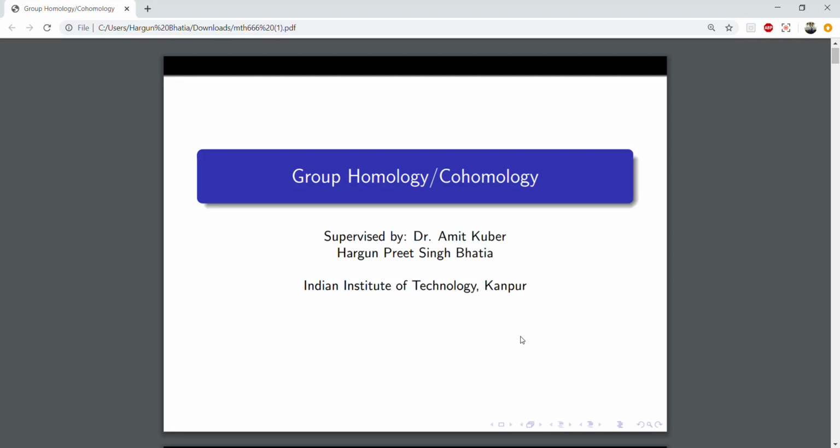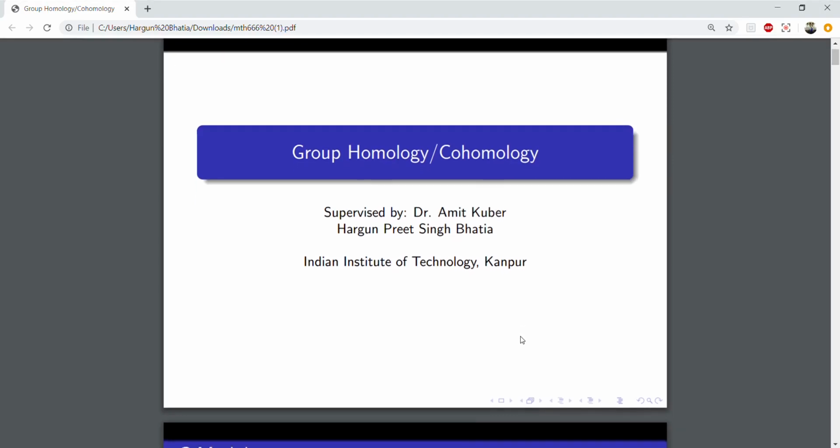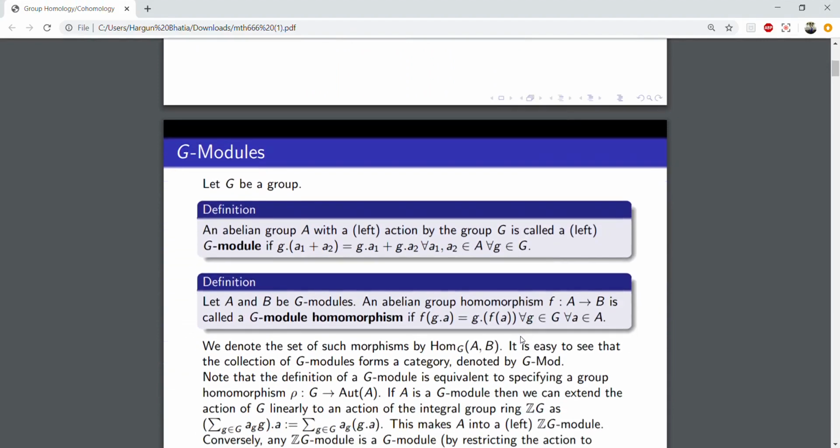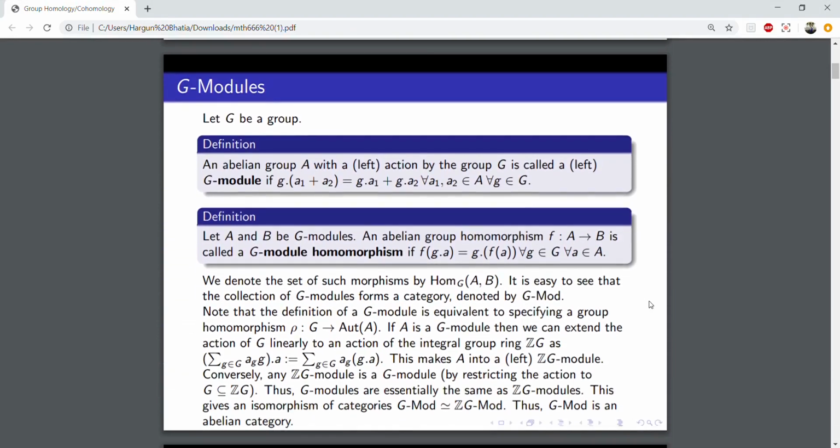So let's just start. What is a G module? If G is a group, a G module is nothing but an abelian group A with an action of G. It's a group G acting on an abelian group, but in a way that preserves the structure of A. So g·(a1 + a2) = g·a1 + g·a2 for all a1, a2 in A, and for all g in G. So this is a G module.